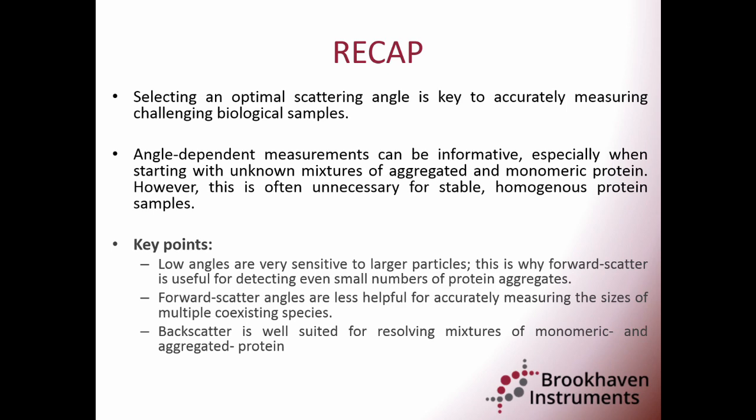So if you wanted to make an aggregation detector, you'd want to use a forward scatter angle. But forward scatter isn't terribly helpful for making an accurate measurement of the size of multiple species that might be coexisting. So for a mixture of, say, aggregated protein and free protein, forward scatter would not be your go-to angle. Backscatter is very well suited for resolving mixtures of monomeric and aggregated protein. Just generally, as long as you're above about 90 degrees, this will work fairly well.